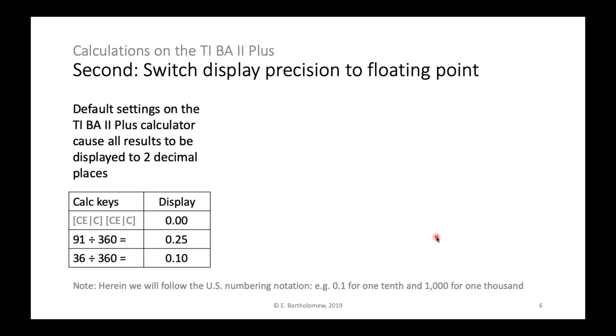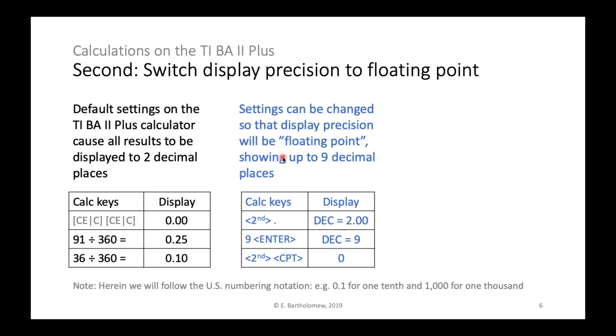So back to changing the floating point. How do we do that? Well, we again need to go into the settings. So we'd hit second and the period, and you should see displayed DEC equals 2.00. If you then hit 9 and the enter key, you will see DEC equals 9, and that means you've changed it to a floating point up to 9. And if you hit second and CPT, you will have quit and you'll get 0.